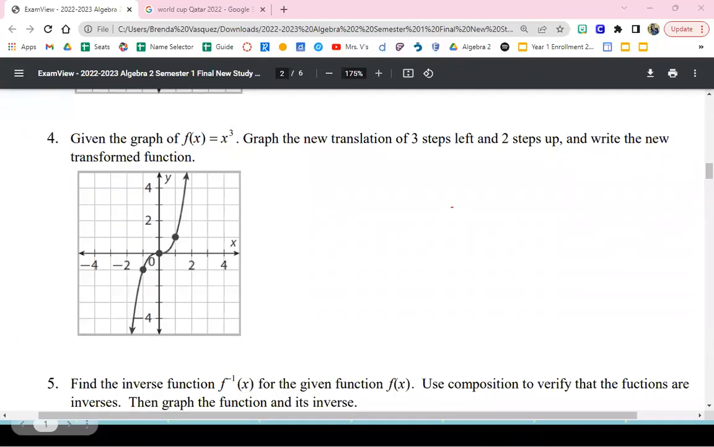A ver. Given that the graph of f of x equals x to the power of 3, we have already the beautiful parent function graph. What type of function is it? It's cubic, right? So we have it to the power of 3. Now we have to graph a translation of, what's our first translation? 3 steps to the left. Automatically, which parameter do we have that moves to the left or right? A, H, or K? H in this case. So we know that this one's going to be H.